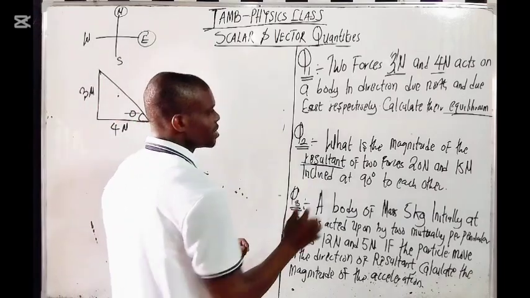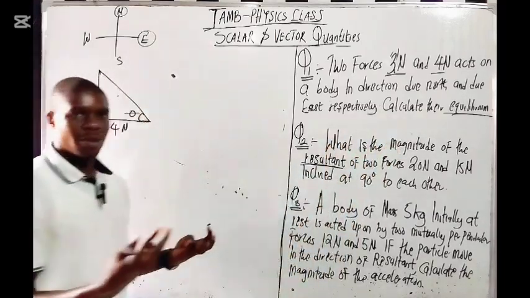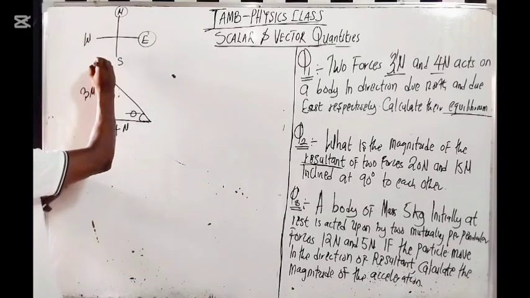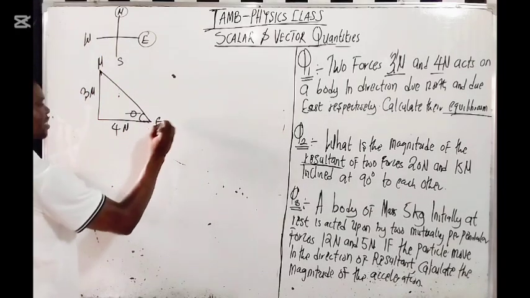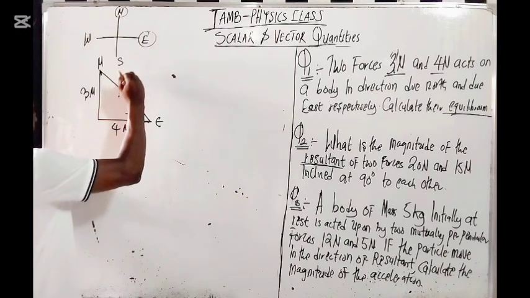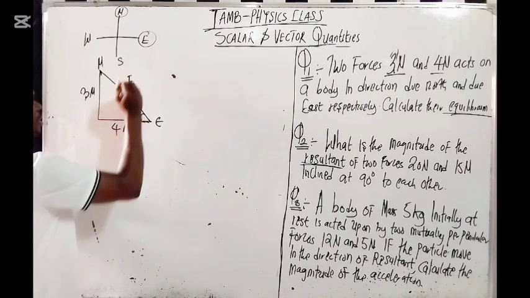Now what do we want to do here? Calculate the equilibrium. For you to calculate the equilibrium here, you have to calculate the resultant, because here we have the north and the east, very important. So the equilibrium force.